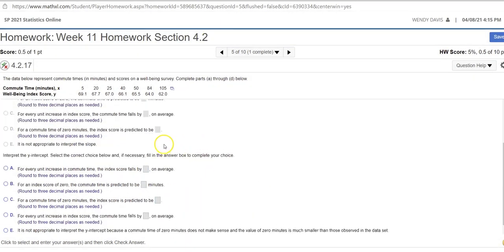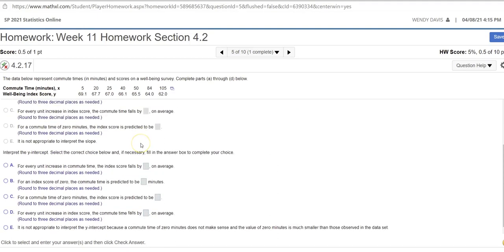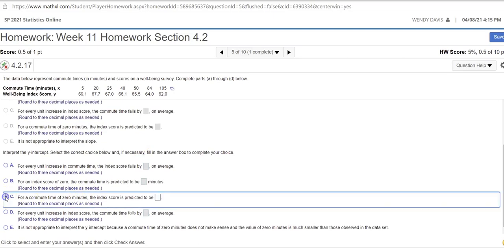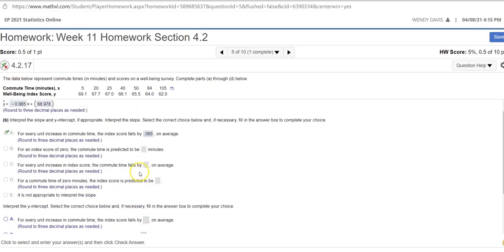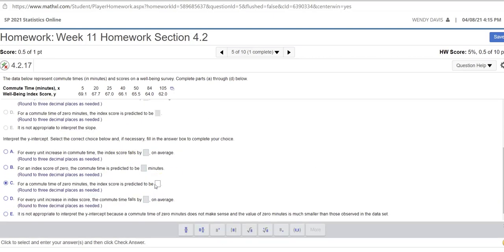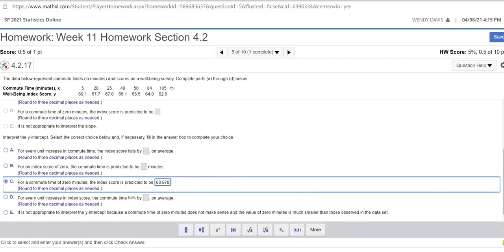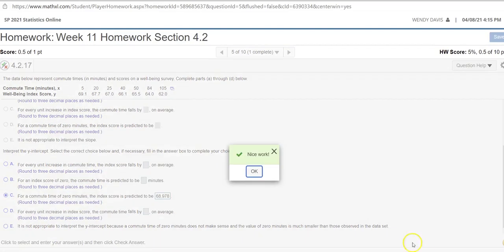Okay, the y-intercept means what y is when you put in 0 for x. If you put in 0 for x, you just get this number right here. So, for a commute time of 0, the index is predicted to be 68.978. Okay. The y-intercept means when x is 0, that's the value of y. X is commute, y is index.